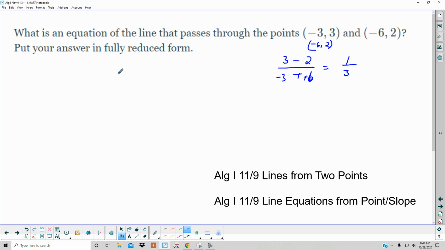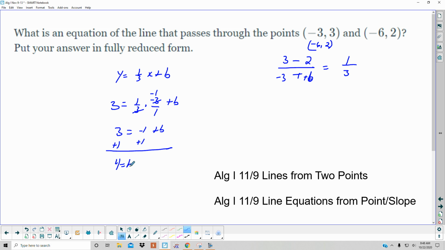So you know you've got y is equal to 1/3 x plus b, because that's your slope. Now you pick either point. I like these two because they're smaller. So I'm going to fill in the x and the y. 3 is equal to 1/3 times -3 plus b. The 3's cancel out, leaves a -1 in its place. 3 is equal to -1 plus b. Add the 1 to both sides, and you got 4 is equal to b. So then your final answer is y is equal to 1/3 x plus 4.